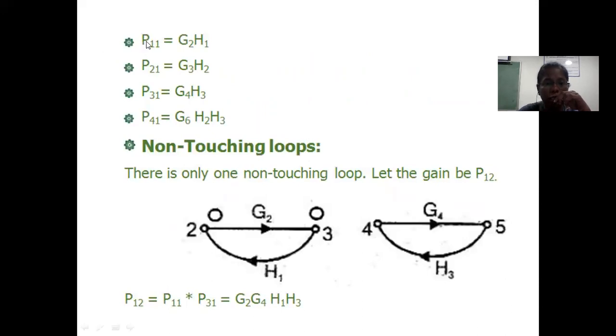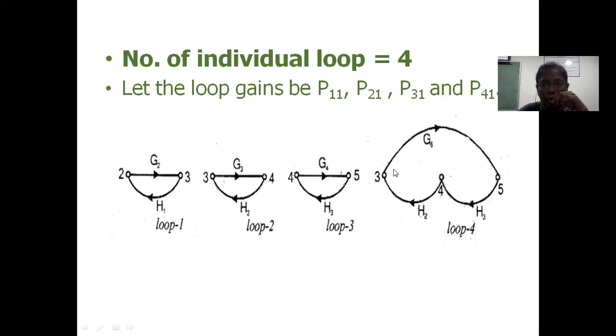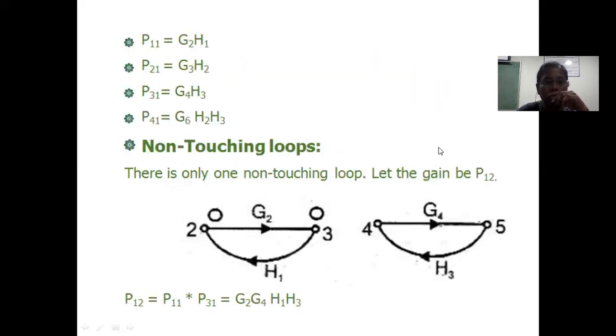So here we can see that for the first loop, the gain is G2H1. For the second loop, it is G3H2. For the third loop, it is G4H3. And for the fourth loop, the gain will be G6 into H3 into H2, right? From 3 to 5, the gain is G6. From 5 to 4, it is H3. Then from 4 to 3, it is H2. So multiplying all the gains gives the fourth loop gain as G6 into H2 into H3. Like this, we have to get the gains of individual loops.